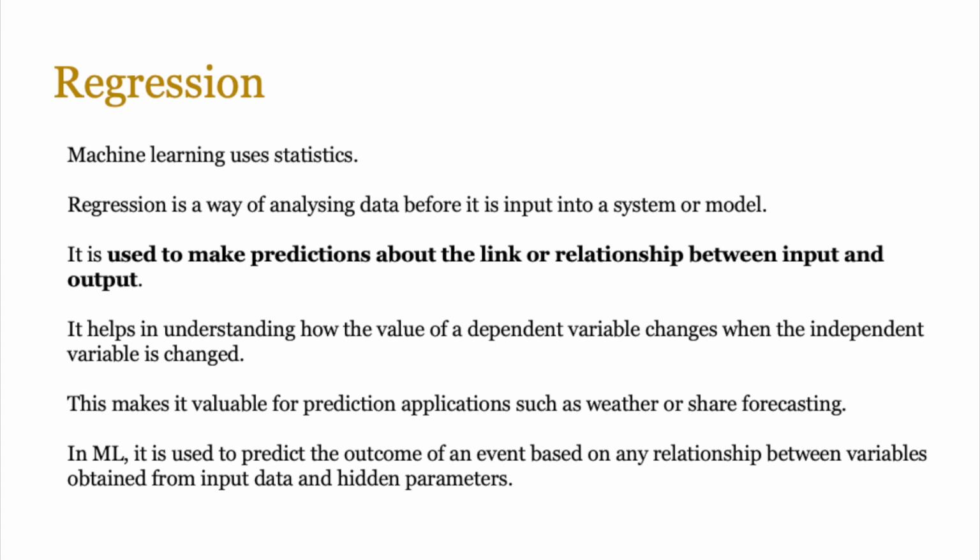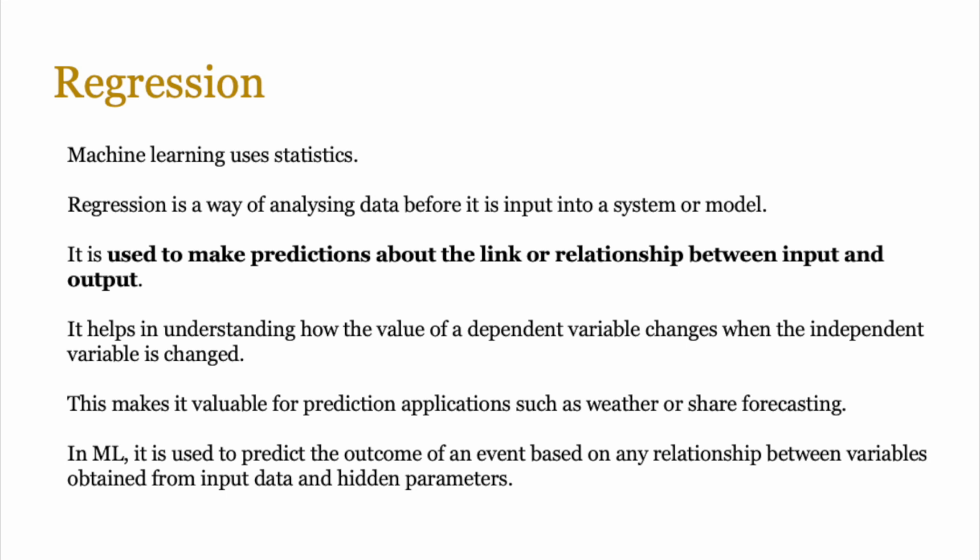The final part we're going to look at is regression, and machine learning uses this, especially in supervised systems. It's just the use of statistics. So regression is a way of analyzing data before it is input into a system or a model, and it's used to make predictions about the link or relationship between input and output. It helps us in understanding how the value of a dependent variable changes when the independent variable is changed. So if we change the input, what relationship does that have to the output?